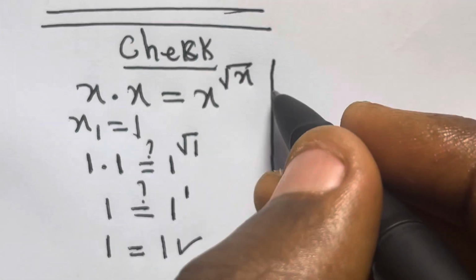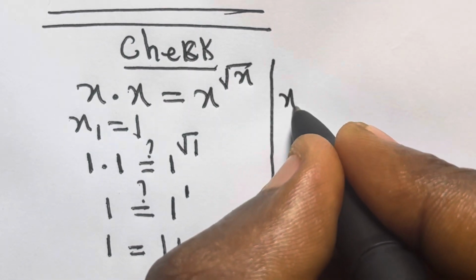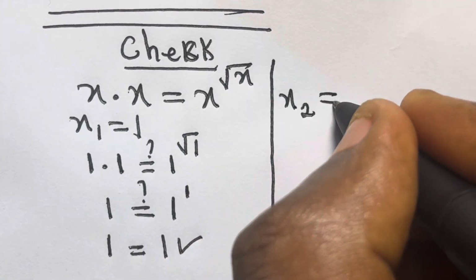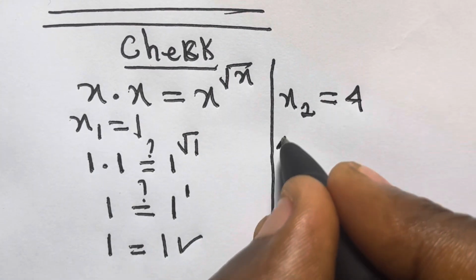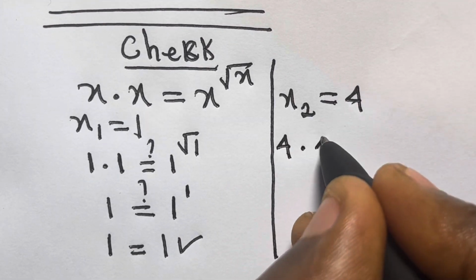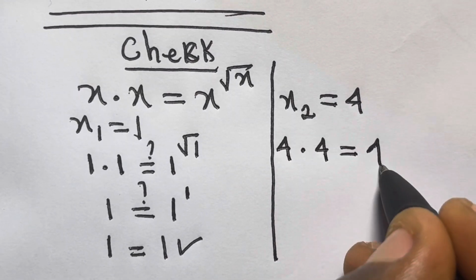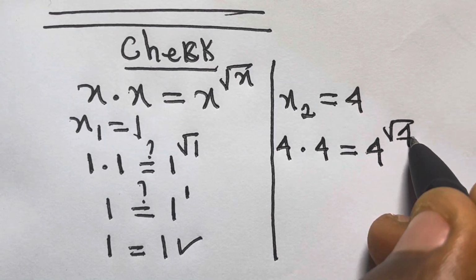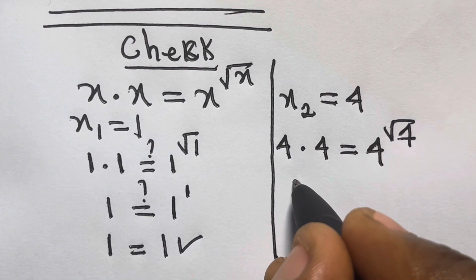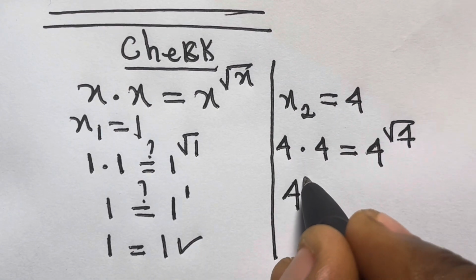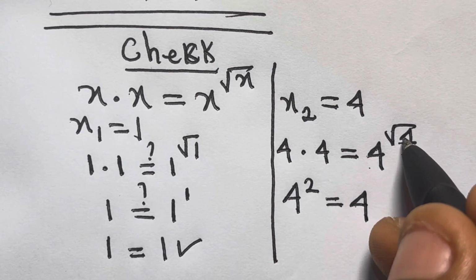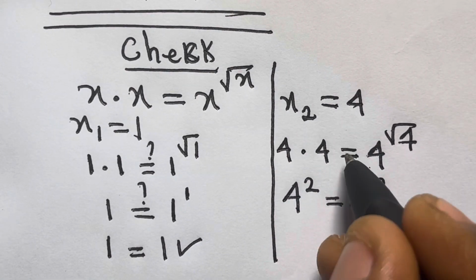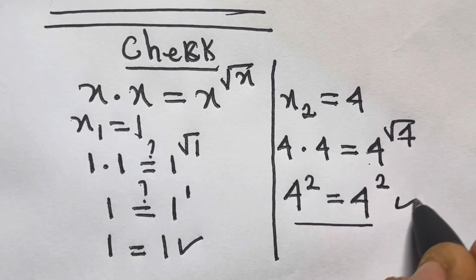Also, for the second, x2 equals 4. We have 4 times 4 equals 4 raised to power square root of 4. So we have 4 squared equals 4 raised to power 2, since the square root of 4 gives us 2. So you can see this is also valid.